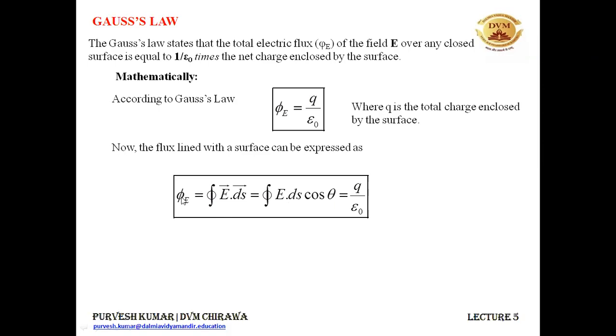So this electric flux linked with the surface is given as the integration of E dot ds. This I have made you understand in the previous class. And now this phi E is also equal to Q upon epsilon naught, where Q is the total charge enclosed by the surface. If we divide the charge with epsilon naught, that is the permittivity of the vacuum, then we will be getting the flux linked with the surface. So these two formulas are now equal.